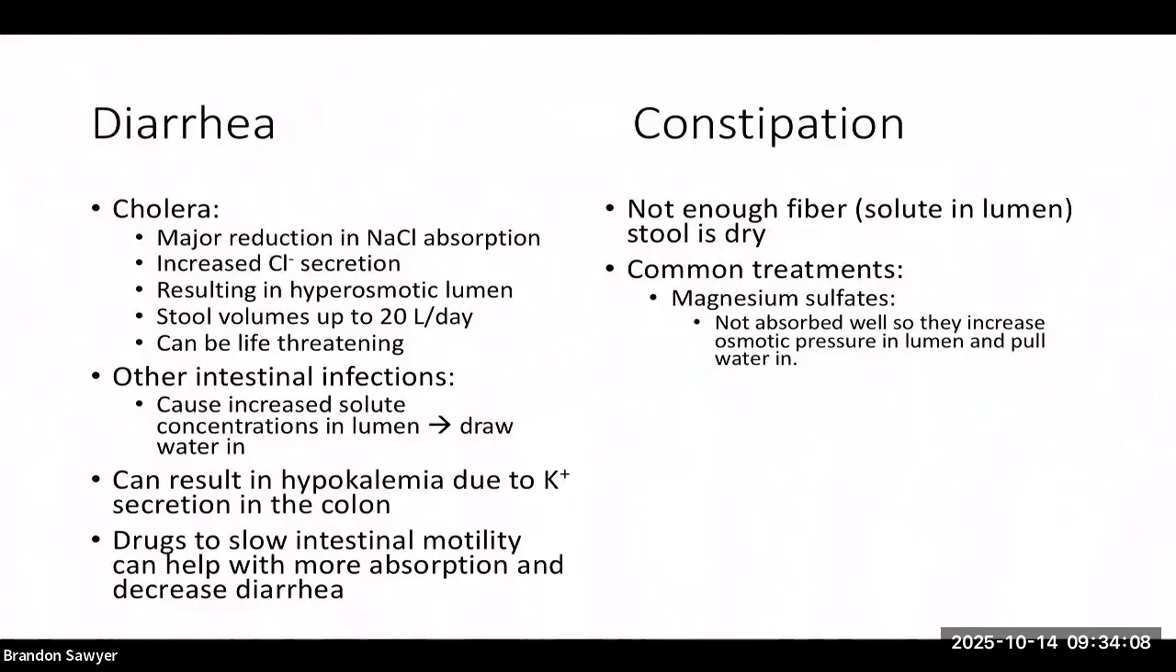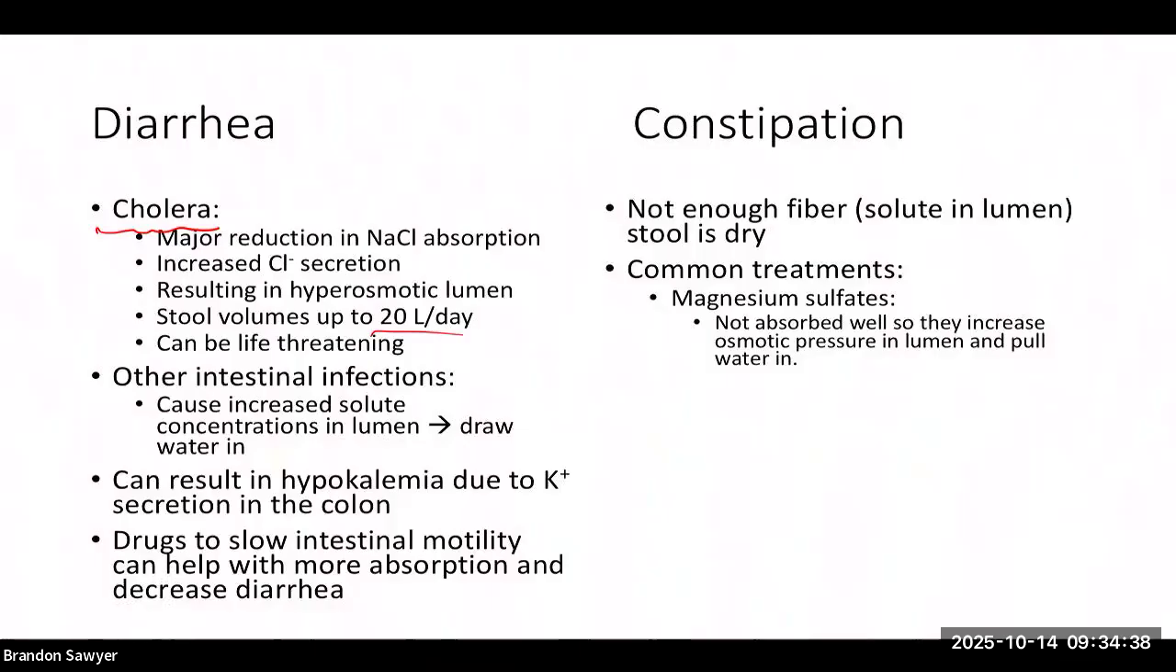So cholera is the extreme case of this. Stool volumes up to 20 liters per day, right? So massive amounts of stool, massive amounts of fluid leaving the body, right? Again, we've only got about 6 liters of blood in our body, right? We have a lot more fluid in our cells and extracellular as well, but just to put it into perspective, that's a lot of fluid, right? This is why cholera kills people, right? It's just way too much fluid loss to sustain.